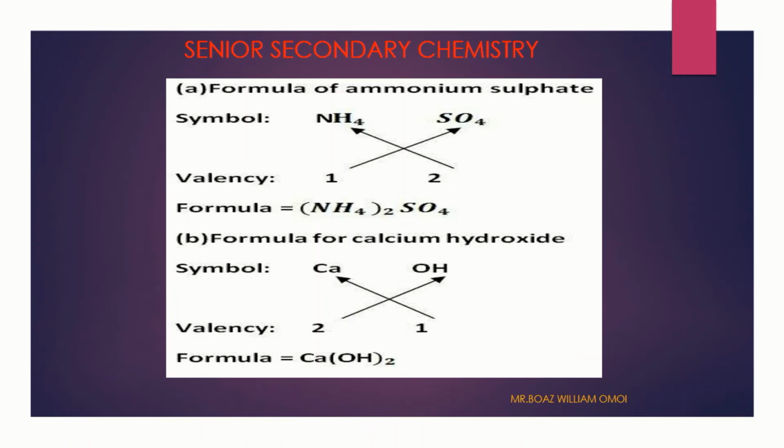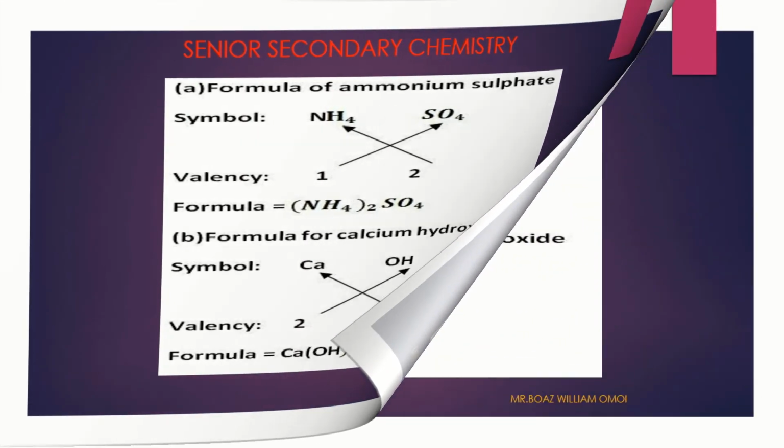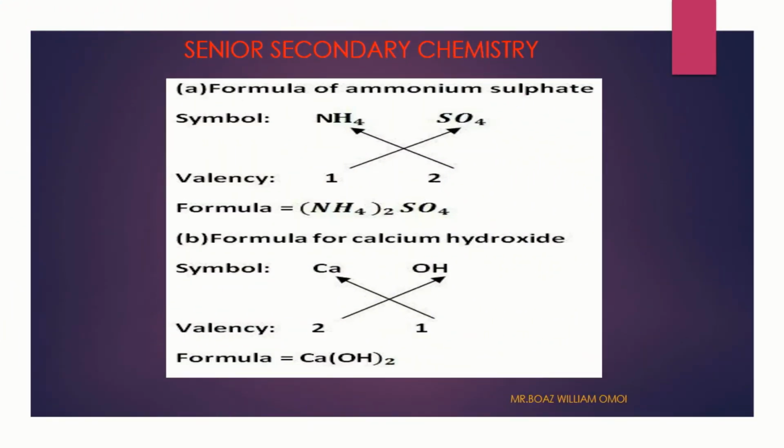Then let's look at how you can write the chemical formula for calcium hydroxide. Calcium has a valency of 2 and hydroxide has a valency of 1. So when you interchange the two valencies, 2 goes to hydroxide and 1 goes to calcium. Therefore, calcium hydroxide is written as Ca(OH)2. You have to use a bracket and put 2 for the hydroxides. We have 2 hydroxide ions for each calcium ion.